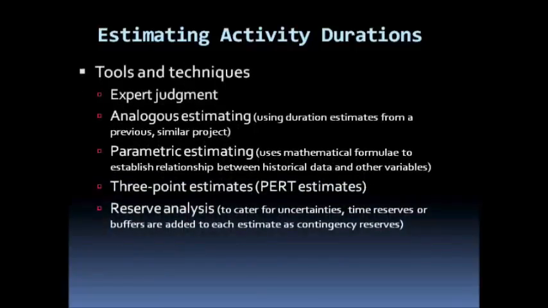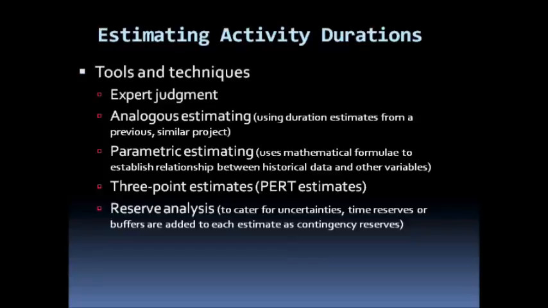For our tools and techniques, expert judgment will always be key. Whenever there is a deficiency in our knowledge, we will always depend on experts to help us with whatever information we will need. Then, because we are estimating, we will be using a lot of estimating techniques here. Analogous estimating could be used. And analogous estimating will be using duration estimates from historical projects which were similar as a basis to estimate the current project.